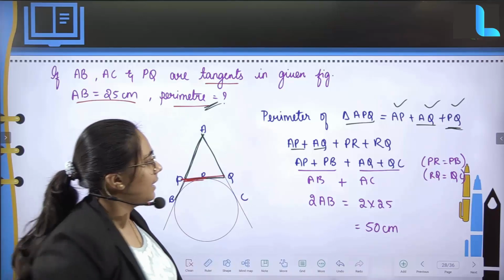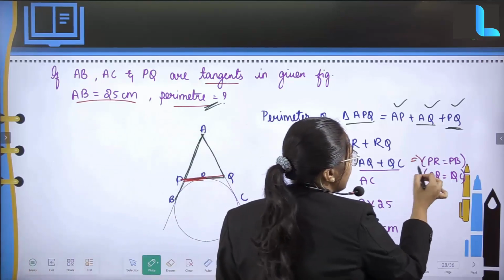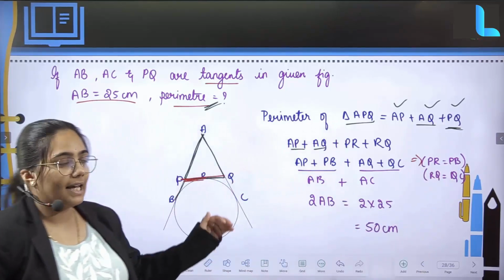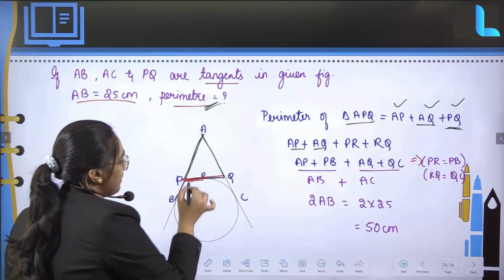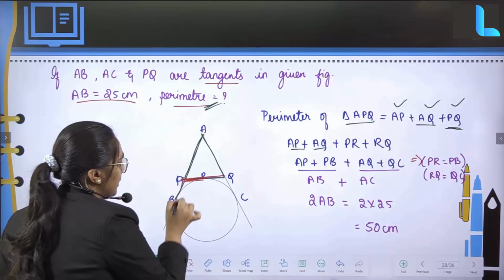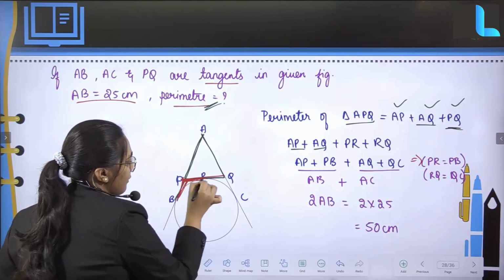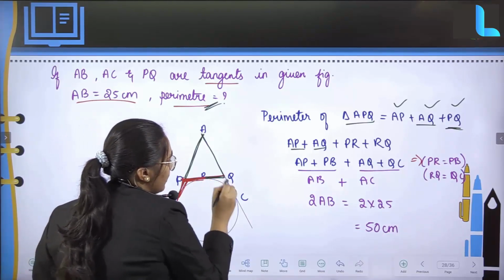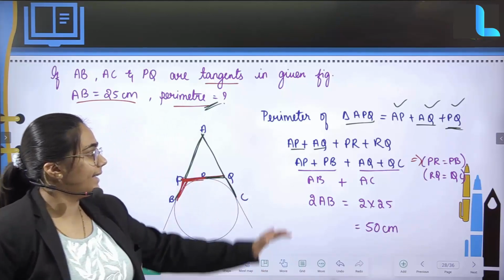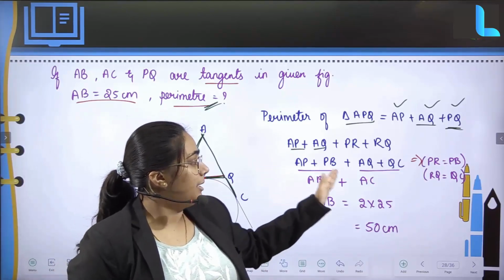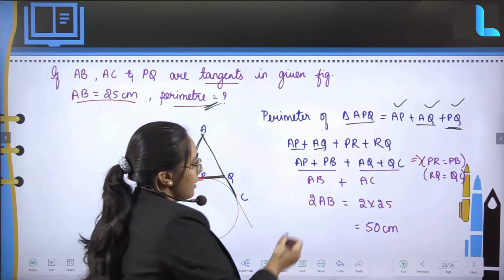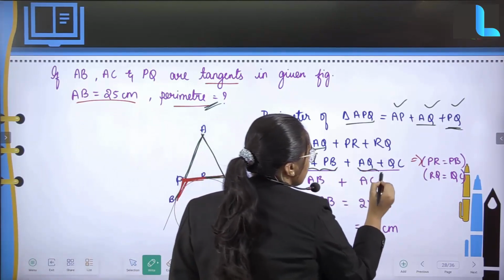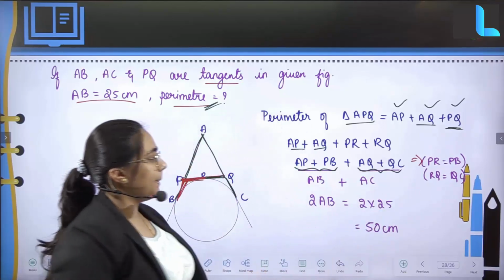Once I have got that, again I will rearrange it. See over here, I have written PR is equal to PB, and RQ is equal to QC. That is, PR is equal to PB, these two things will be equal and these two things will be equal. Using that I will be getting AP plus PB plus AQ plus QC. This is what I will be getting. Once I have got that, grouping these two things together, I will be getting AP plus PB.